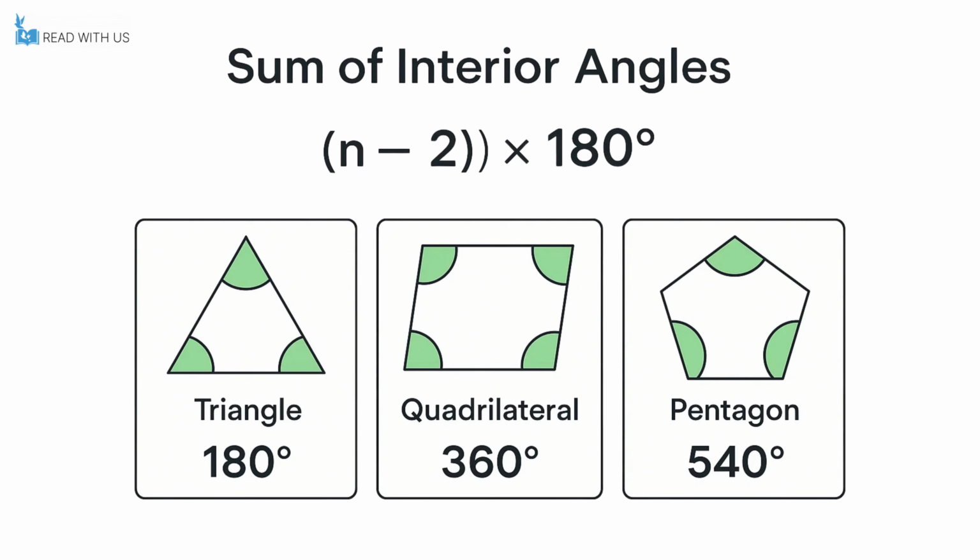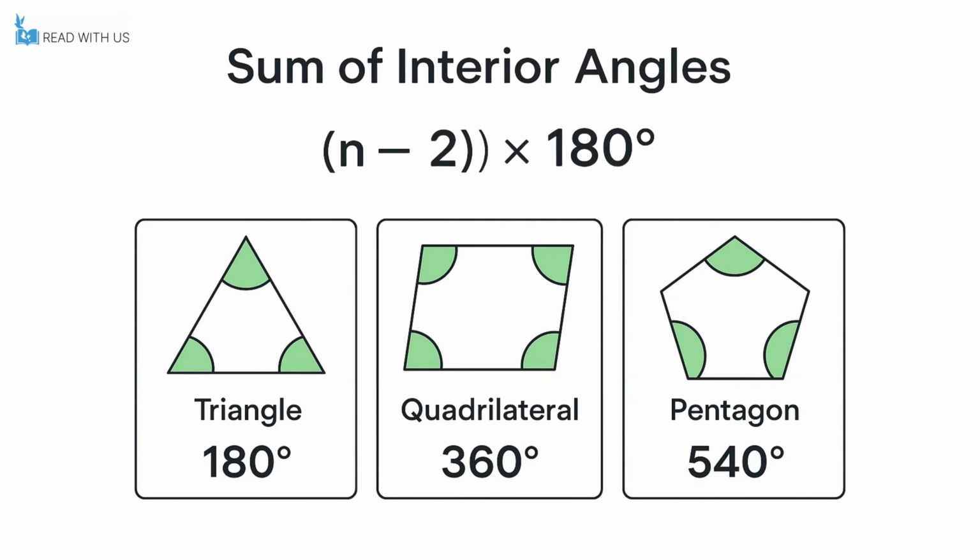Now, let's look at some rules. The sum of interior angles of a polygon equals (n - 2) multiplied by 180 degrees, where n is the number of sides. For example, a triangle where n equals 3: (3 - 2) multiplied by 180 equals 180 degrees. A quadrilateral where n equals 4: (4 - 2) multiplied by 180 equals 360 degrees.